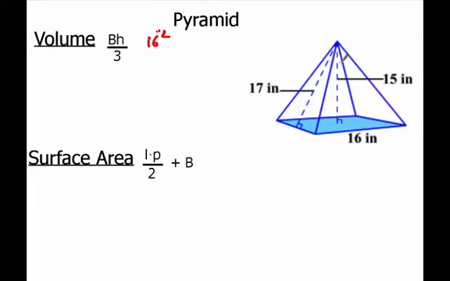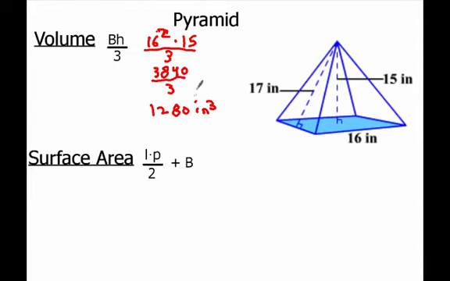And then we look at our height, and our height is the perpendicular distance from the base to the apex of the pyramid, and that's 15. So we've got 16 squared times 15 divided by 3. So 16 squared times 15 ends up being 3,840, and that's divided by 3. So we do our division by 3, and we get 1,280 inches cubed, because this is volume.